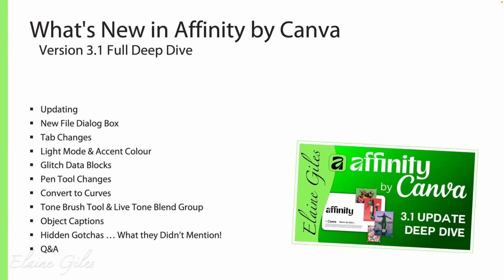Right, so what have we got? Well, there's lots of little updates. We're going to work up to what I think is the best update. But there are different ways to update, so I'll show you that. There's changes in the new File Dialog Box, not all of them documented because, you know, hey, why tell us what's going on? Then there's changes to the interface in lots of different places before we come on to features like the glitch data blocks and the pen tool changes, convert to curves, tone brushes, and my personal favourite, the object captions. And like I say, a couple of hidden gotchas, what they didn't tell us. But I noticed instantly. You can't sneak it past me. That's not going to happen.